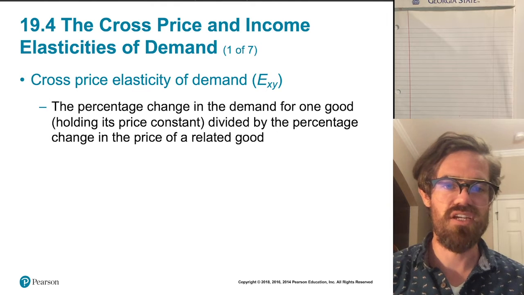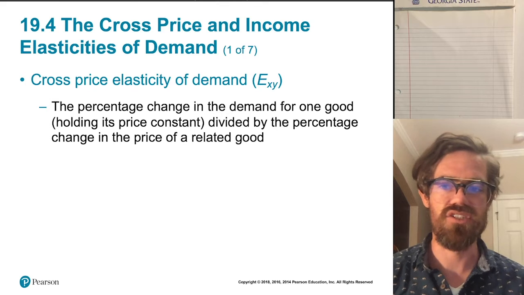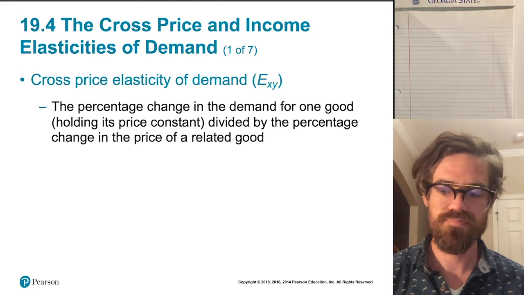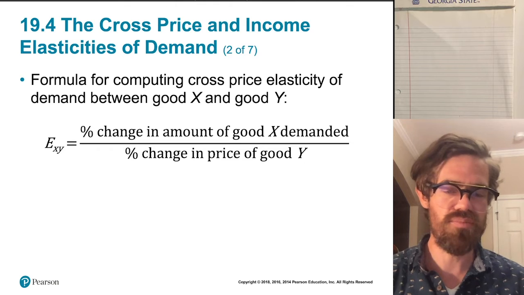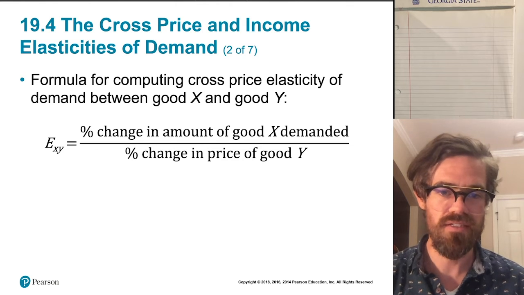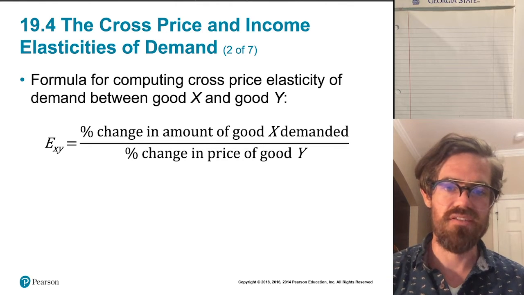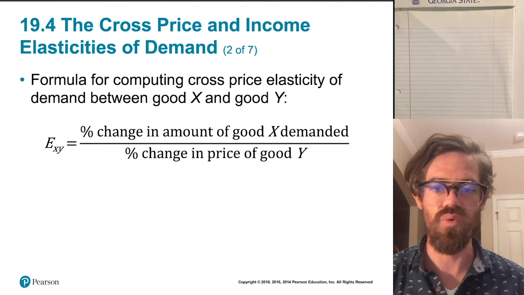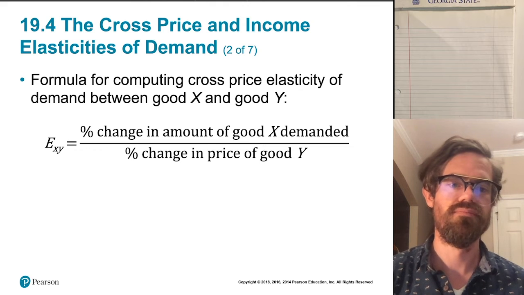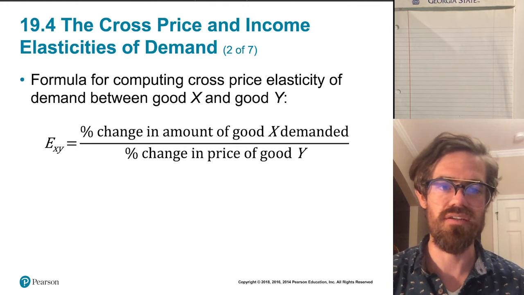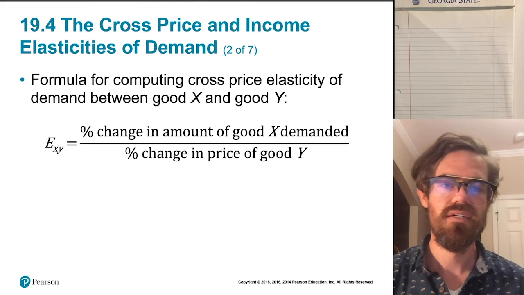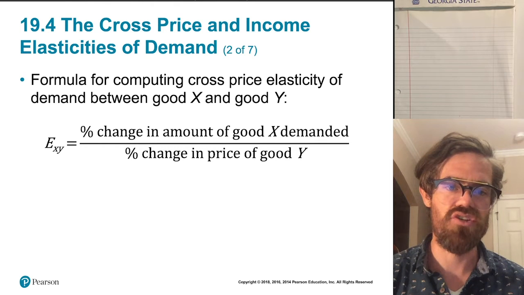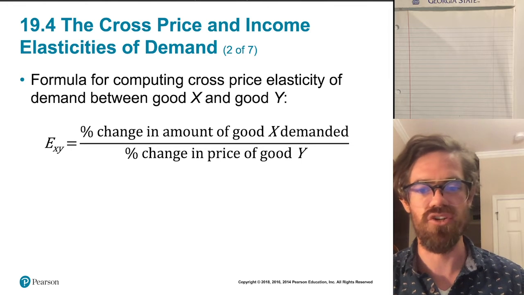In other words, it's the percent change in demand for one good divided by the percent change in price of some other good that's related. Okay, so it's basically almost the same formula. The only difference is now it's not the price of this good X, right? It's the price of some other good Y. So that's why we denote it E sub XY, right? The percent change in quantity demanded of good X given the percent change in price of some related good Y.